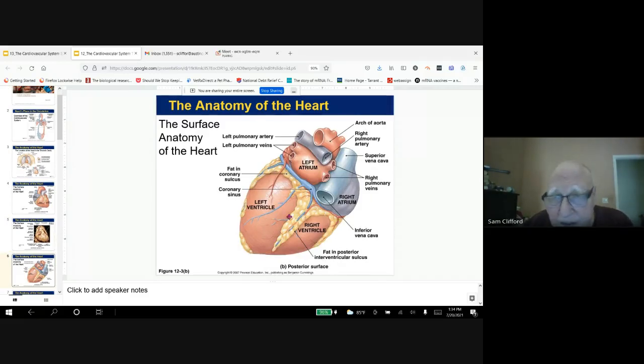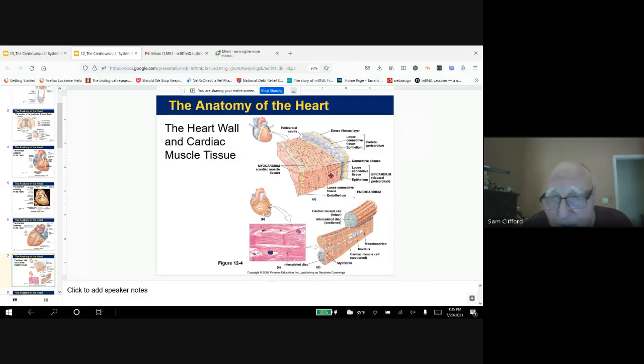Again, we look at the heart, and this is the back view of the heart. So left atrium, right atrium. Blood is returned from these veins, the superior vena cava from the top of the body and the inferior vena cava from the lower body. In the pulmonary veins, blood returns from the lungs. It's oxygenated. These are the only veins where you have the blood oxygenated. The left pulmonary artery goes to the lungs, and the right pulmonary artery goes to the lungs to get oxygenated. The aorta takes blood from the left ventricle to the rest of the body.